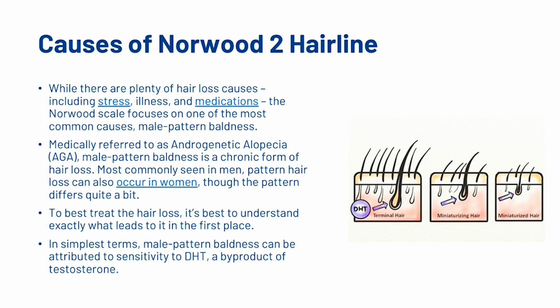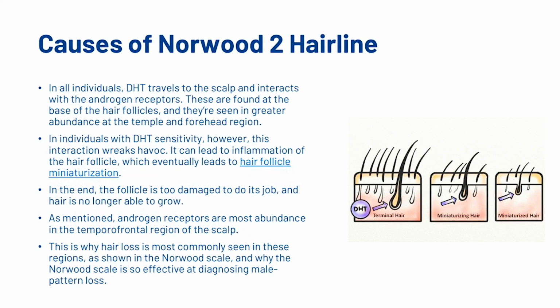To best treat the hair loss, it's best to understand exactly what leads to it in the first place. In simplest terms, male pattern baldness can be attributed to sensitivity to dihydrotestosterone, which is a byproduct of testosterone. Now, in all individuals, DHT travels to the scalp and interacts with the androgen receptors.